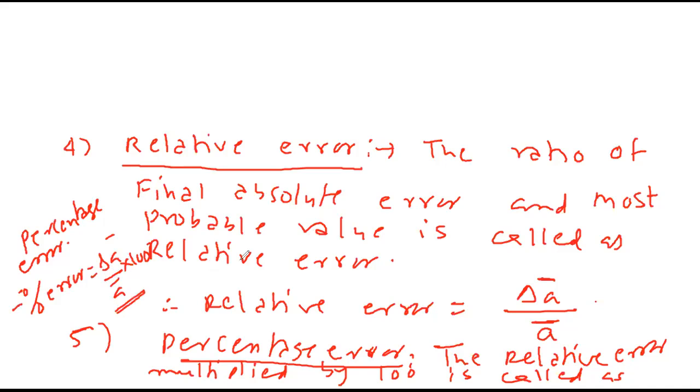So if such a sum comes with 3 informations given and they ask percentage error, then you have to find 5 things: most probable value, then absolute error, final absolute error, relative error, percentage error. Right? Then I'm solving a numerical based on these definitions so that you get an idea.